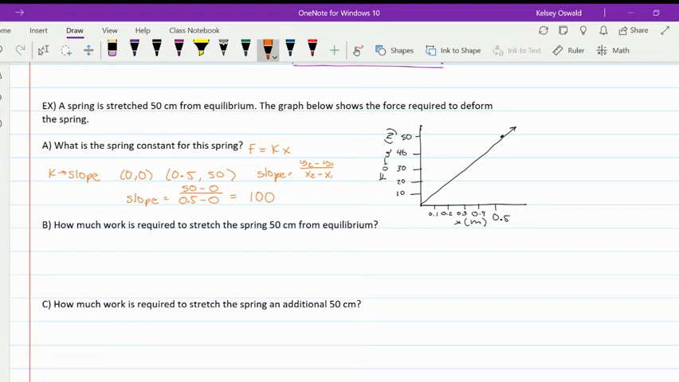So if we do y over x, to get those units for slope, we'll do our y units of newtons over x units of meters. So this spring has a spring constant of 100 newtons per meter, or we would need to apply 100 newtons of force to stretch the spring 1 meter.